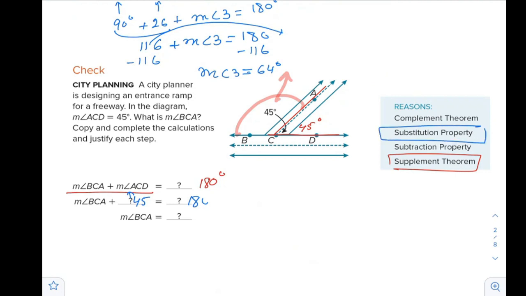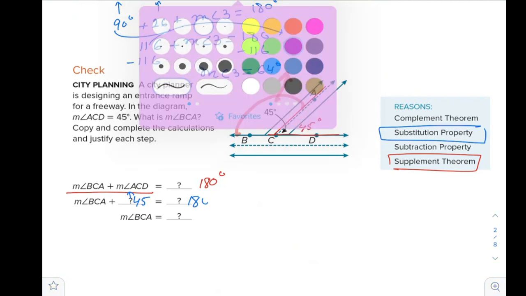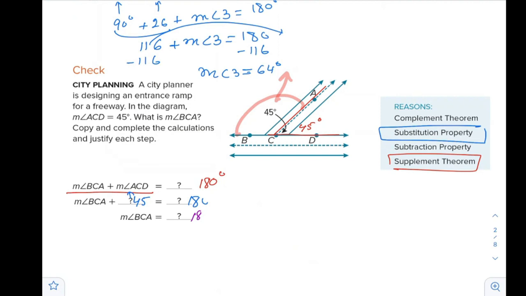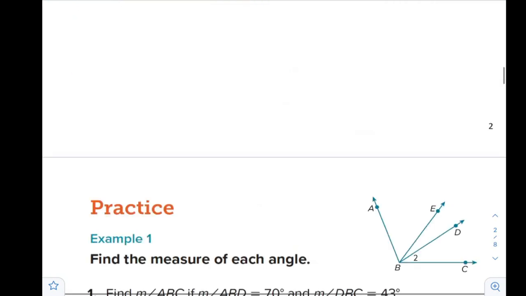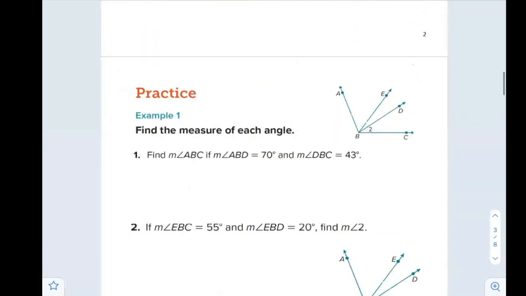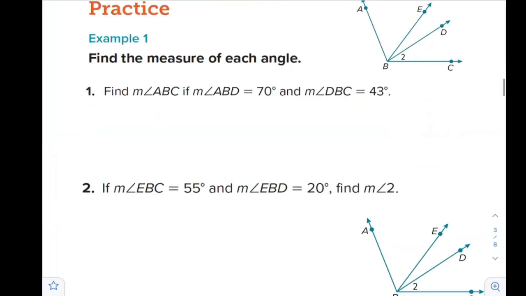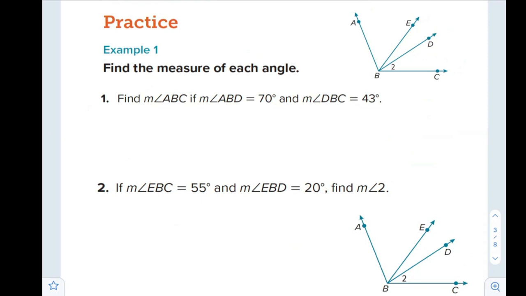So what is the measure of angle BCA? The measure of angle BCA is 180 minus 45, which is 135. And in this case, we have used the subtraction property. We have subtracted. But let's see some practice here. Find the measure of each angle.